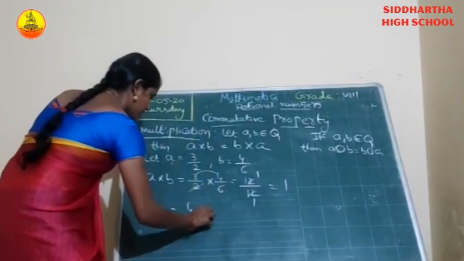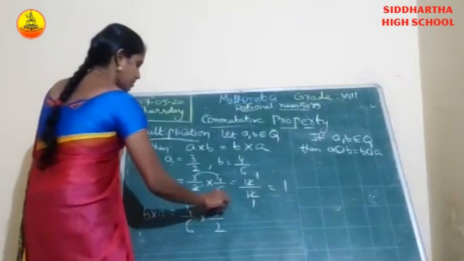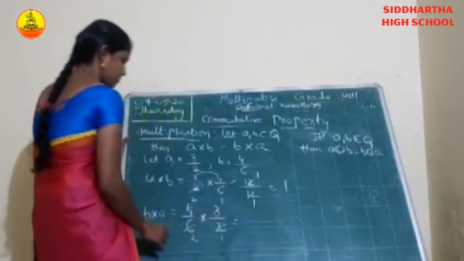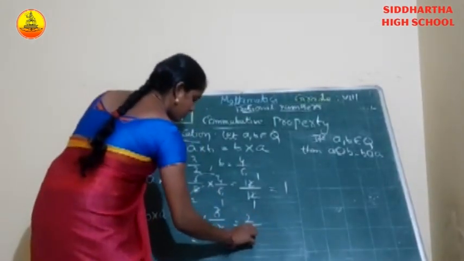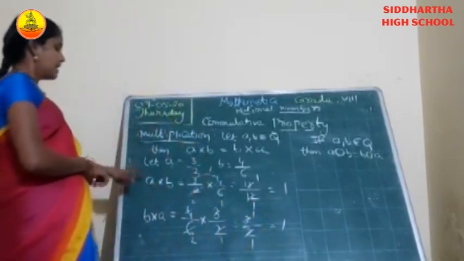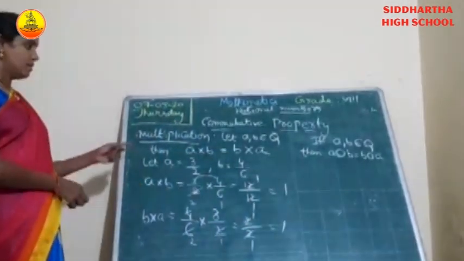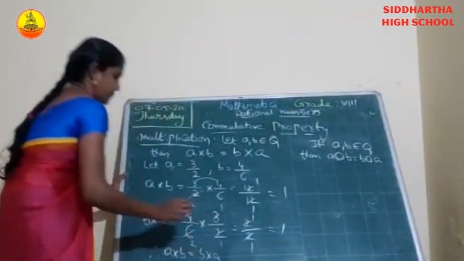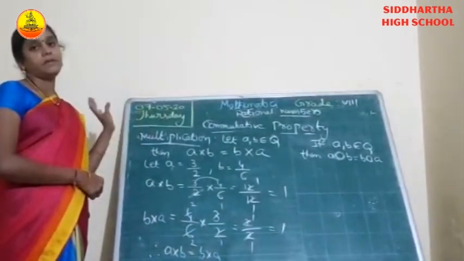Now you do b into a. B value 4 by 6 into a value 3 by 2. 3 ones are 3, 3 twos are 6. 2 ones are 2, 2 twos are 4. 2 into 1 is 2, 2 into 1 is 2. 2 by 2 again. What is the value of 2 by 2? 1. That means a into b is equal to b into a. Therefore, a into b is equal to b into a. Therefore, commutative property is satisfied under multiplication.